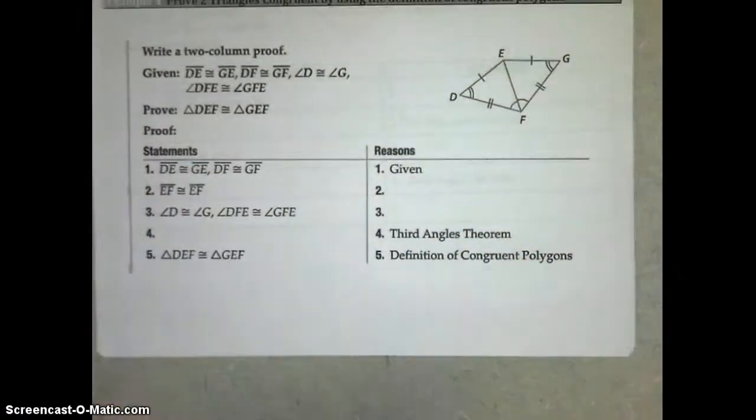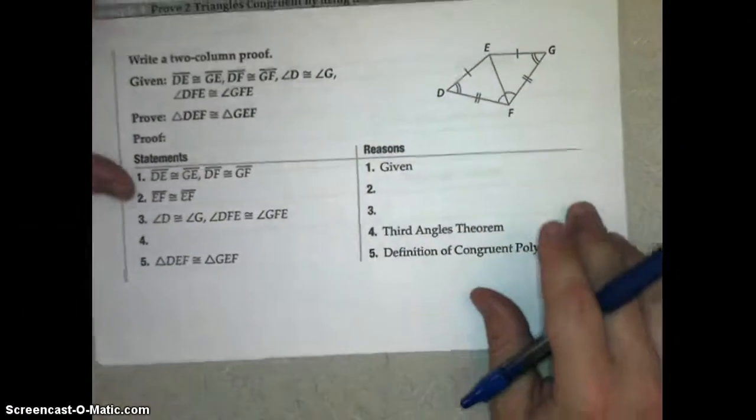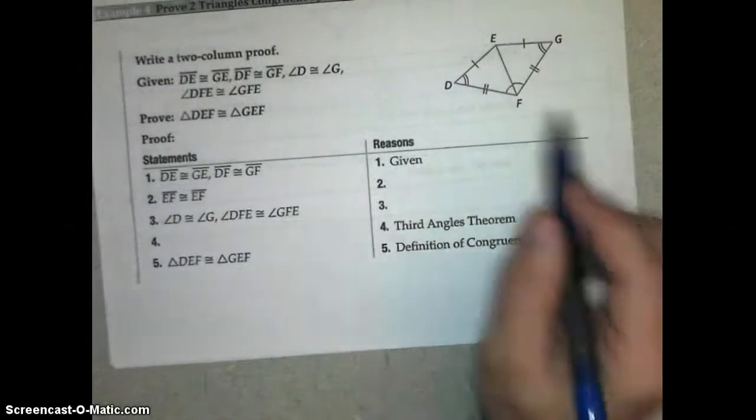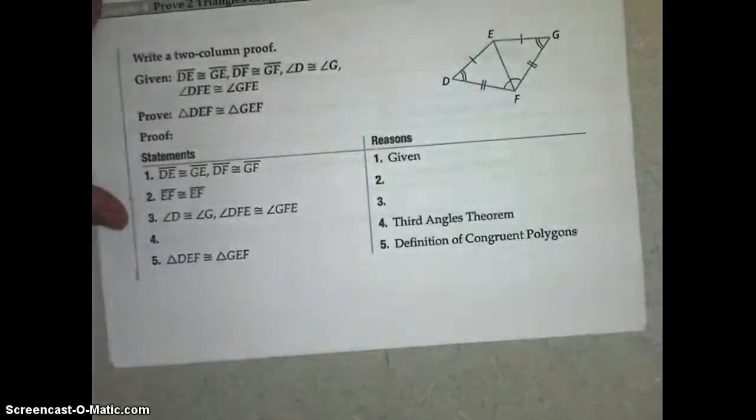All right, so let's try and do a proof here. We're going to take a look at proving that two triangles are congruent by using the definition of congruence.